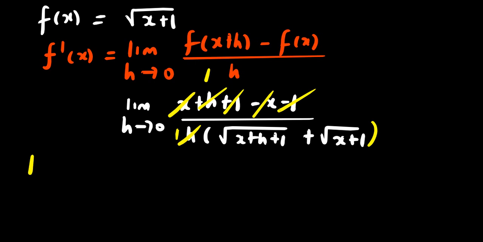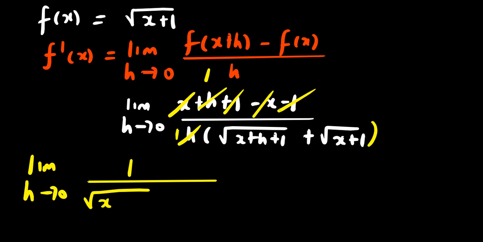Therefore the limit as h is approaching 0, on top I have a 1 over the square root of x plus h plus 1 plus the square root of x plus 1. Okay, now that we've got that, what are we going to do? Now that we have got this, we can replace where there is h, because h is approaching 0.